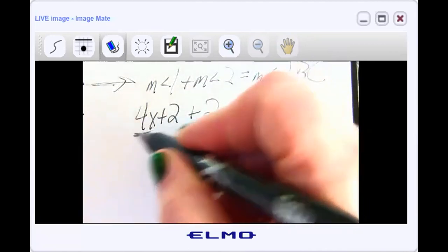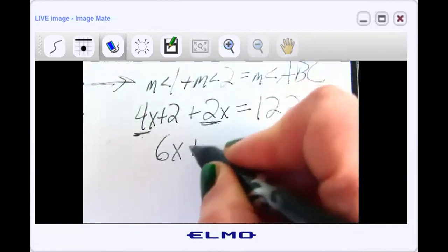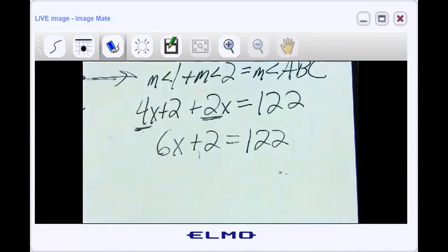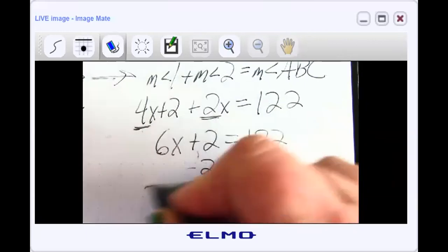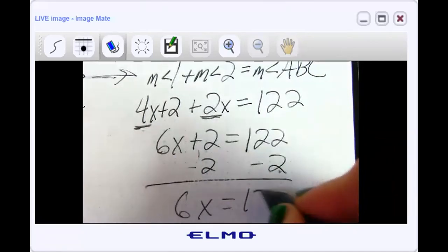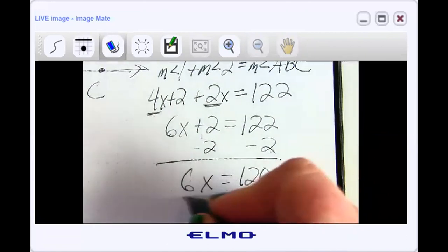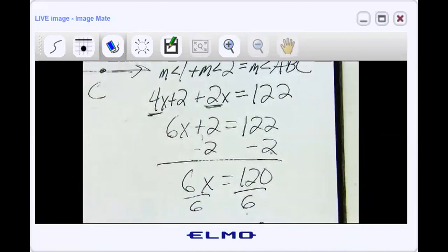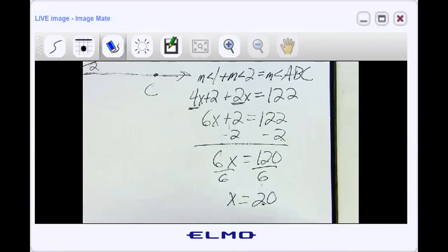So first, I see 4x and 2x. So let's combine like terms. 4x and 2x is 6x. And then I'm going to subtract the 2. And that's how I'm going to get to what Steve just said. So now I'm minus 2 minus 2. So I get 6x equals 120. And x equals 20. You got it. Just divide both sides by 6, and now I have my answer. So you can sort of take a break from geometry for just a moment while you're doing this algebra out.